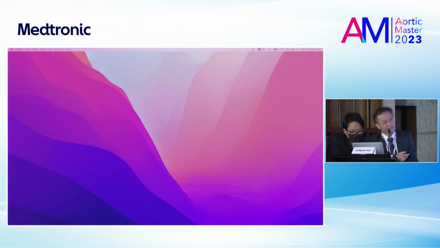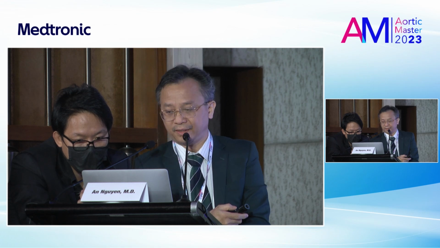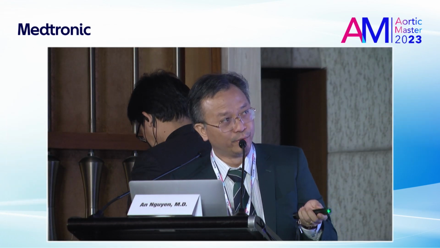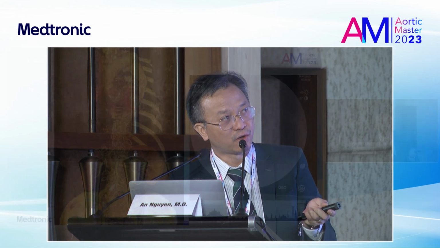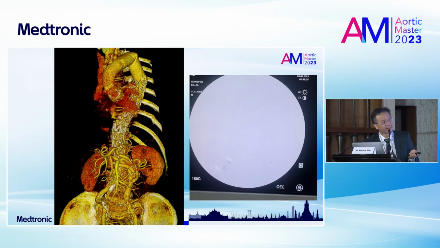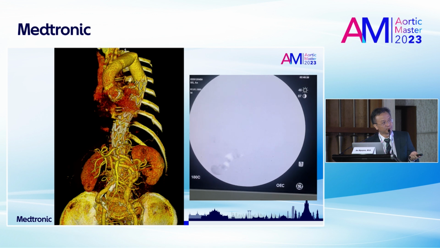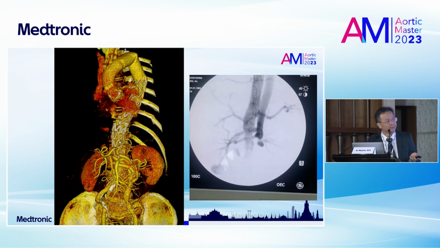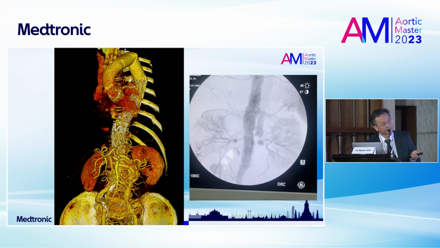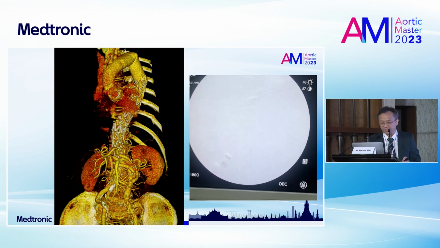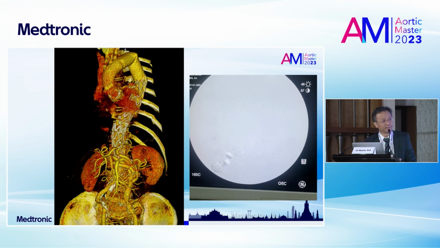The second example here is a thoracoabdominal aneurysm, and we decided to use the inflow source from the thoracic aorta, and we made 4 grafts to 4 branches at the abdominal level. After that, we put the stent down here. So these are hybrid, but still less invasive.